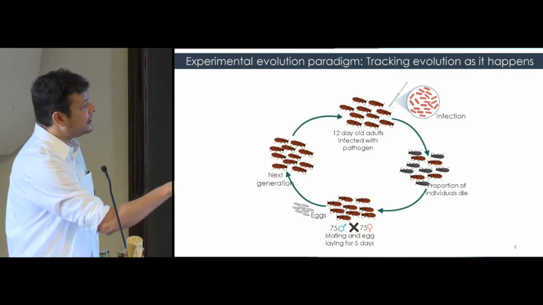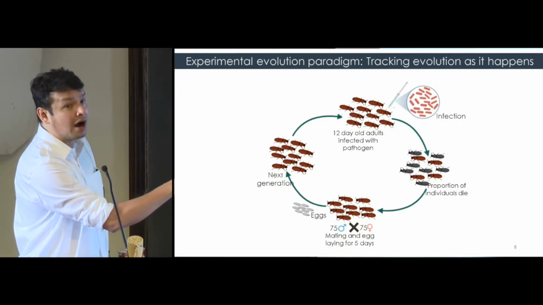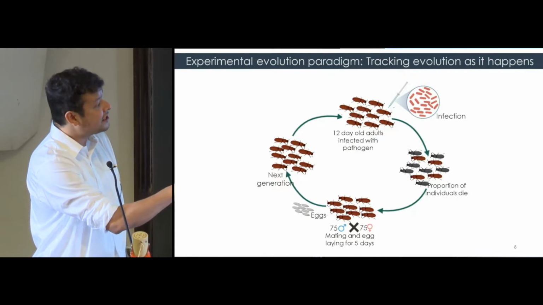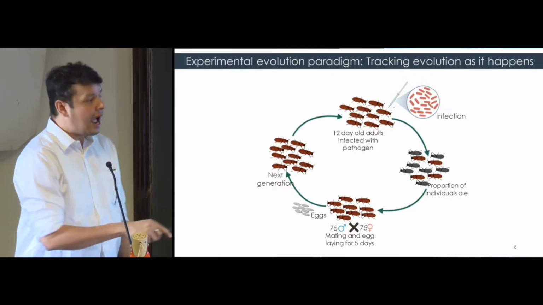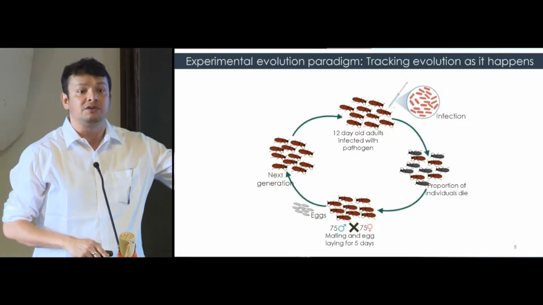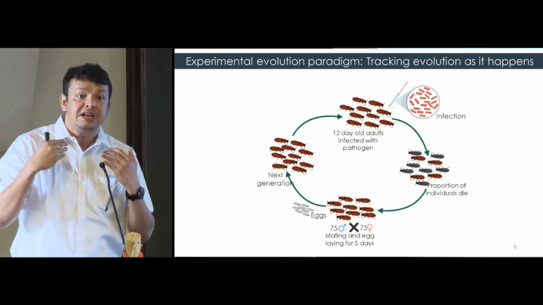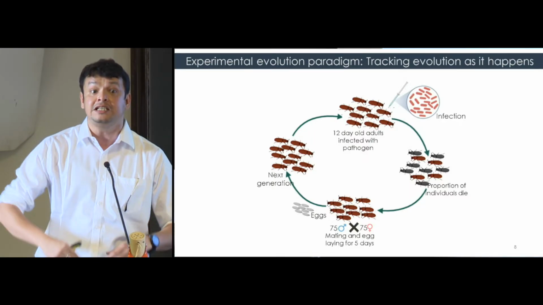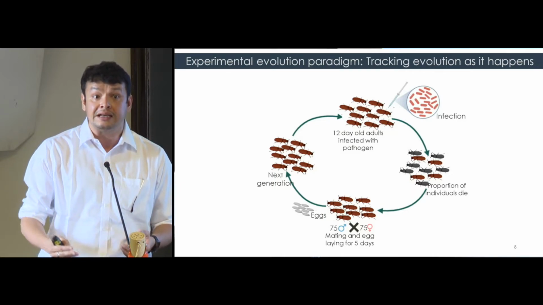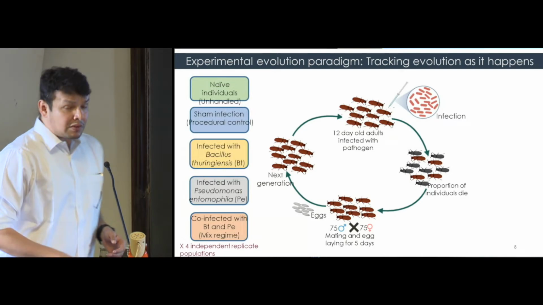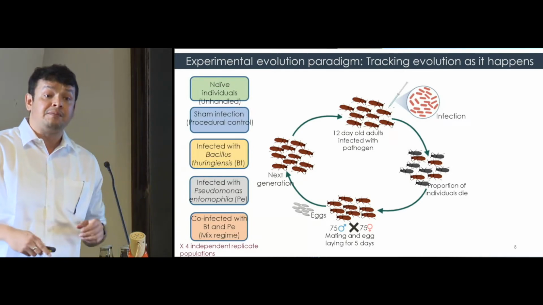What we do is, let's say, young 12-day-old adults are infected with a pathogen, and after infection some of them will die. We then take the live individuals and resume the generation afterwards. So it's continuously selecting for individuals who are better able to survive after infection. This process goes on and on and on, right? This is how natural selection would typically work. And we had different populations.